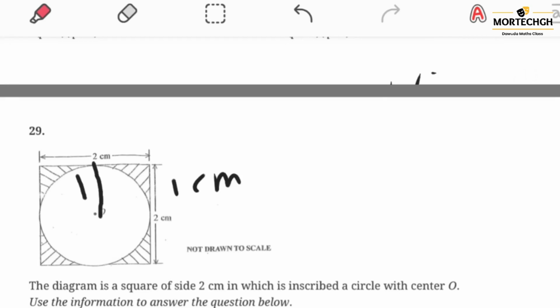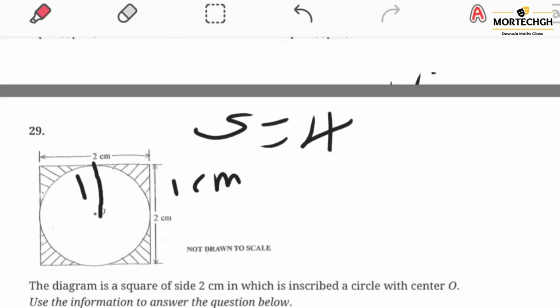To find the area of the shaded portion, you first have to find the area of the square. The area of a square is equal to length times breadth. The length is 2 centimeters, the breadth is 2 centimeters. So the area of the square, let's represent it as S, will be equal to 2 times 2, which is equal to 4. And then you subtract the area of the circle from it to give you the area of the shaded portion.